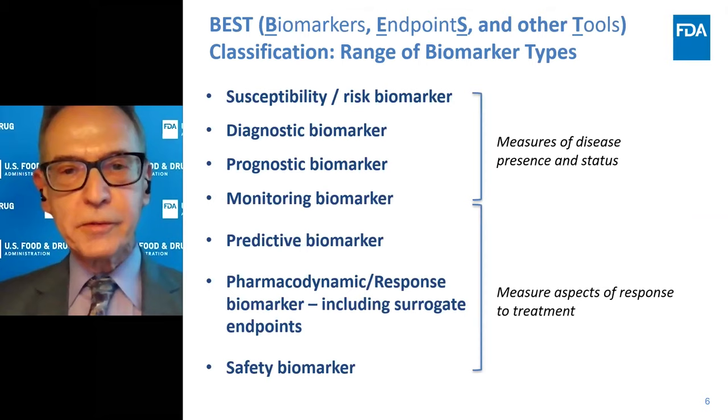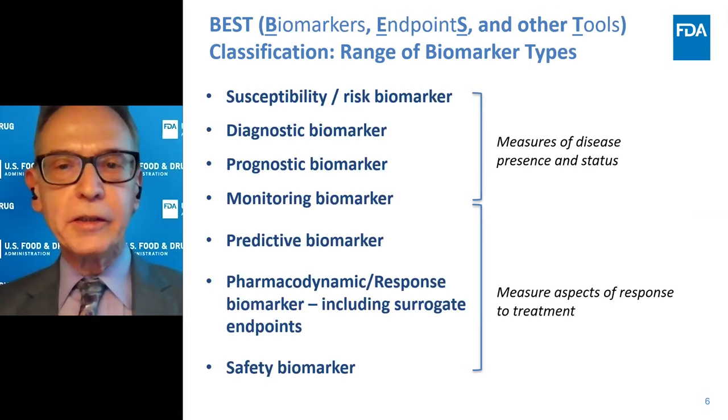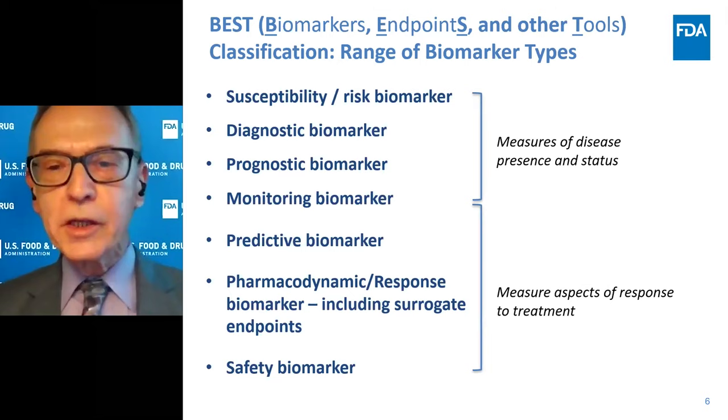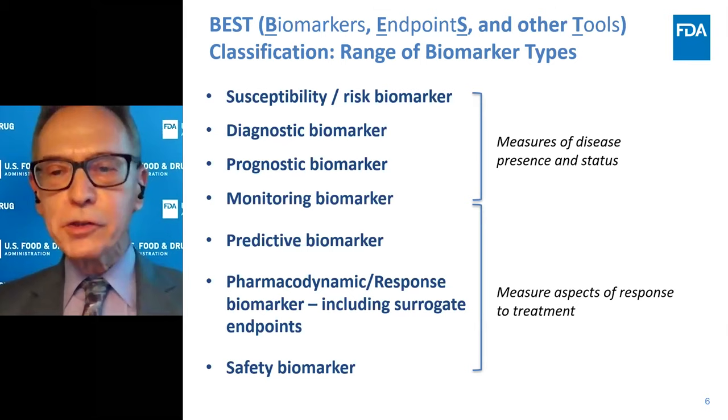Some of the different types of biomarkers are shown on this slide. The ones on the top are a category that represent measures of disease presence and disease status. And the ones lower down serve different purposes. They don't necessarily measure disease presence or status, but instead they measure aspects of response to treatment.